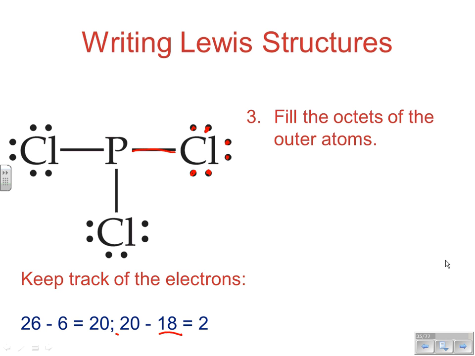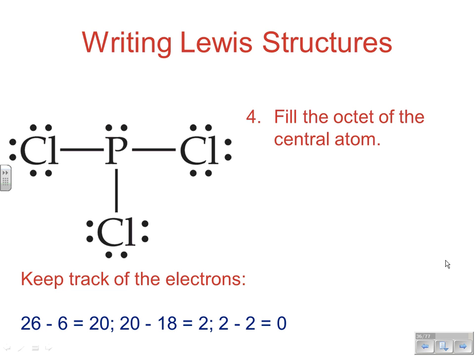So we were at 20 after last step. We just accounted for 18 more. That means we only have 2 electrons left to account for. So step 3 is to give all of your outside atoms a full octet, and once again, keep track of your electrons. So take stock of where your electrons are at.